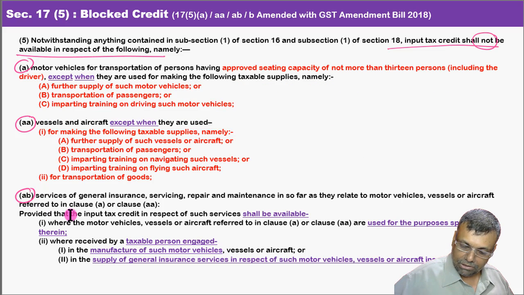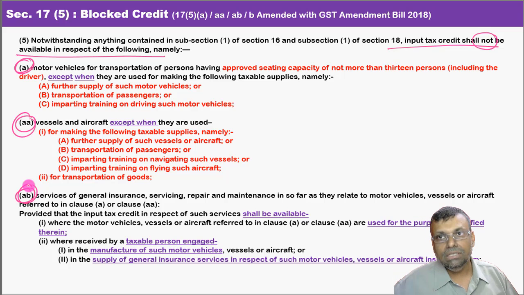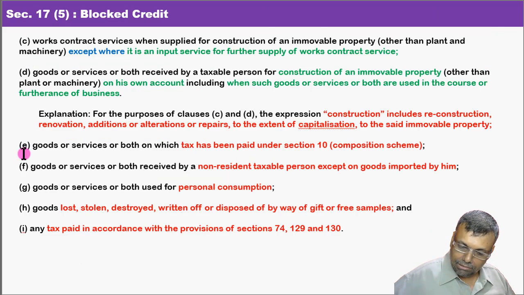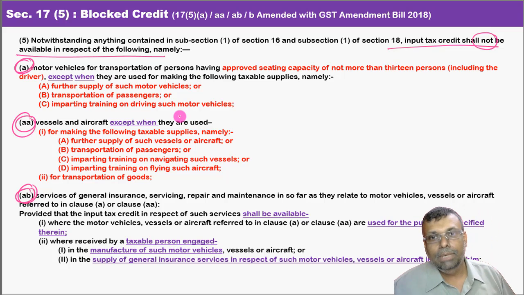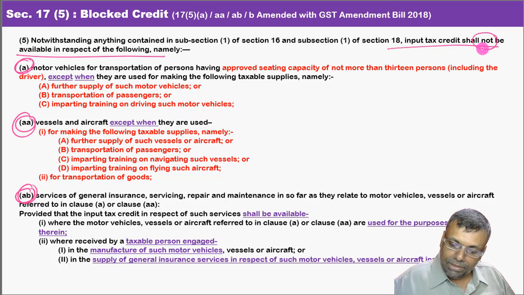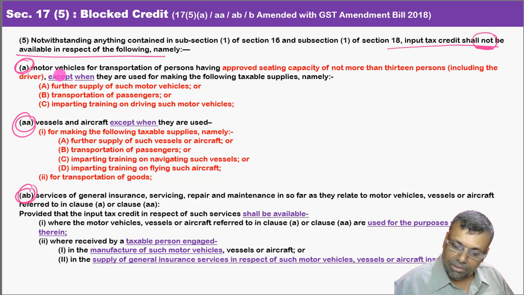So basically what I am trying to tell you is AA, AB and B are the newly amended provisions, and then clause C and onwards, that is C, D, E and F, all those clauses are the older ones, but let us quickly revise that. Now friends, it says that in the following situations you are not eligible. I repeat, you are not eligible for the purpose of input tax credit.